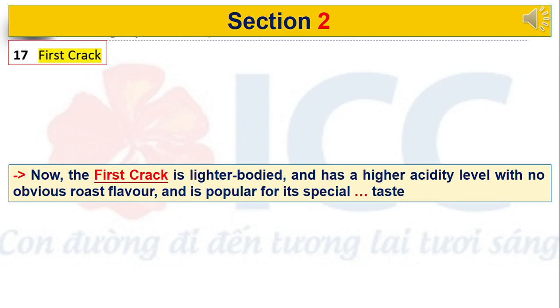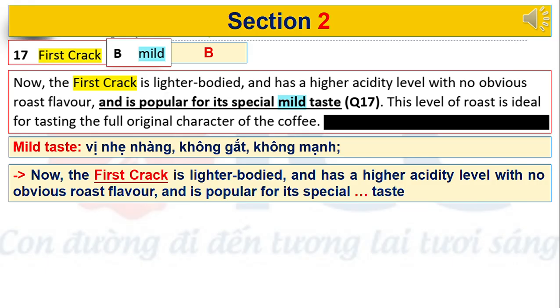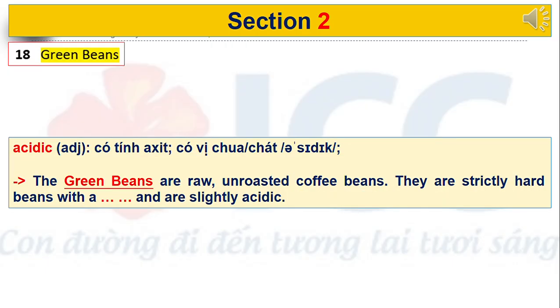This level of roast is ideal for tasting the full original character of the coffee. The green beans are raw, unroasted coffee beans. They are strictly hard beans with a smoky flavour and are slightly acidic.